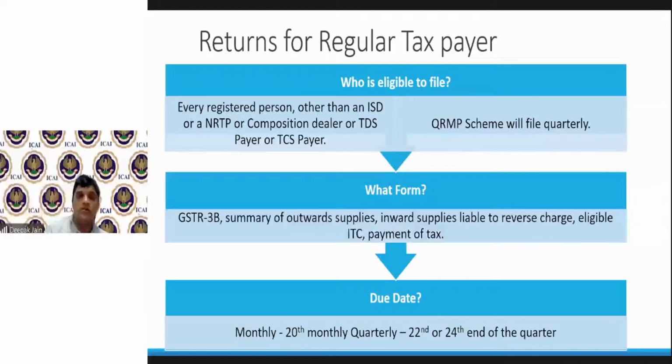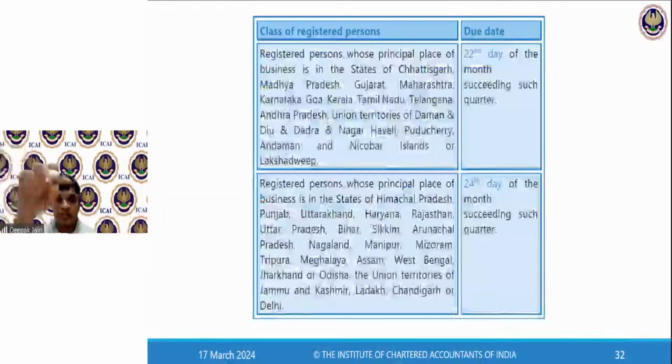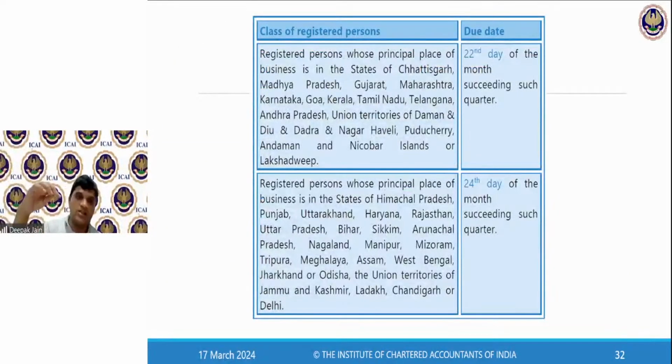What does it mean by or? They have said that the load should not be more on the portal. So we'll divide the portal load into 2 days, 22nd for certain states and 24th for certain states. For some states like Chhattisgarh, they've given a list of states. For them, the due date is the 22nd day of the month succeeding such quarter. And for some states, it's on the 24th.